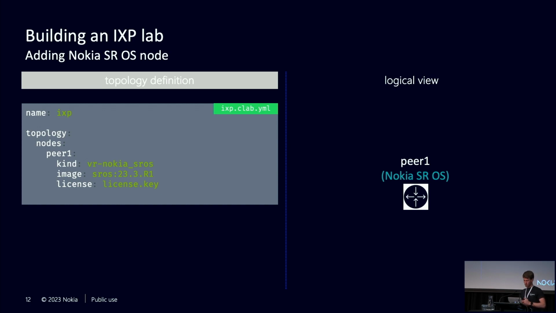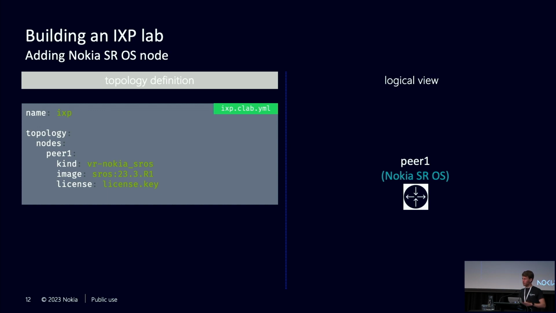And then we have topology nodes. And in this nodes section, we are going to define all the nodes part of our topology. So on this slide, you see we have only one node on the right side. The name is called peer1. And in the topology file, we have to define this node, peer1, with the same name. You have three fields. The first one is kind. So the kind is related to the type of network operating system that you want to deploy. So in this case, we want to deploy SROS.